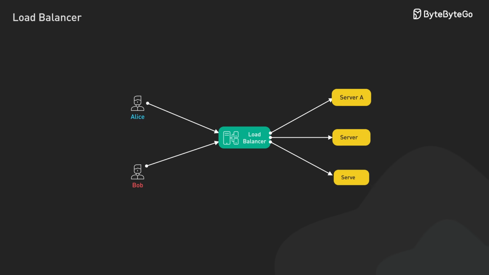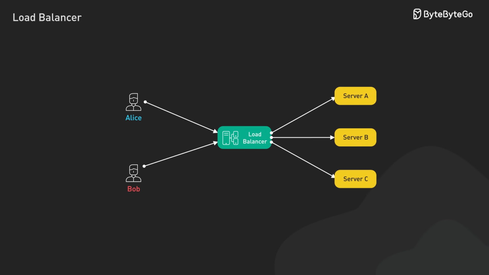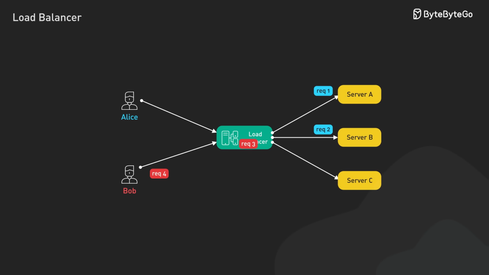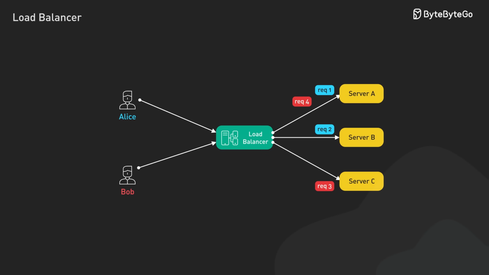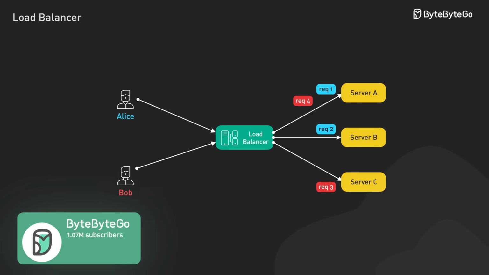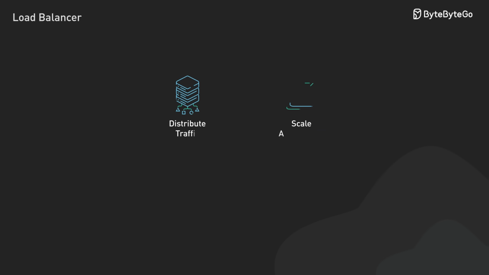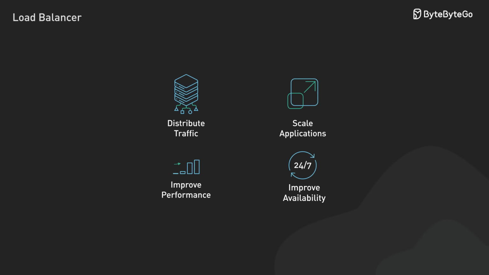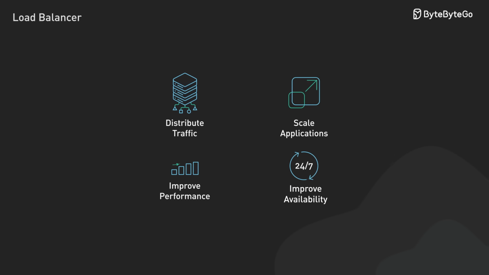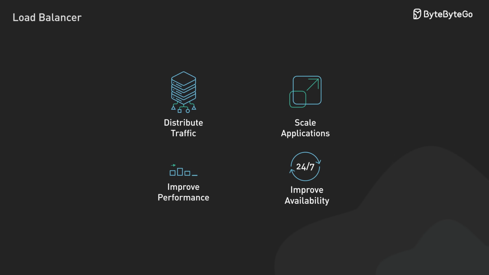At its core, a load balancer acts as a traffic director for our application's incoming requests. It's a hardware device or a software component that distributes network or application traffic across multiple servers to ensure that no single server becomes overwhelmed. This traffic distribution isn't just about avoiding overloads. It's about laying the groundwork for a more robust and efficient system.